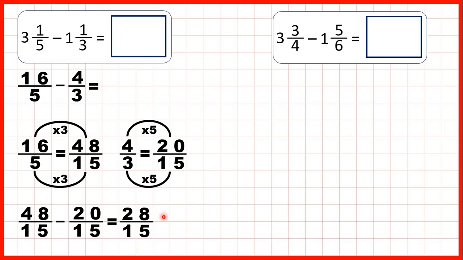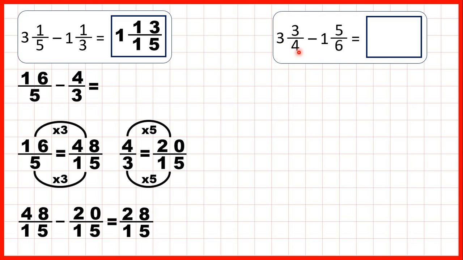To turn that into a mixed number, we can divide 28 by 15, and that's 1 remainder 13, and the denominator stays the same. So that's 1 and 13/15, because 1 times 15 is 15, plus 13 is 28. Now we have 3 and 3/4 minus 1 and 5/6. So we can change both of these mixed numbers into improper fractions.